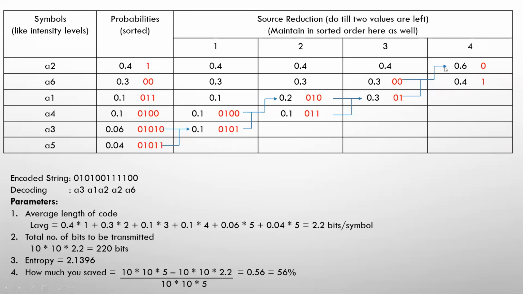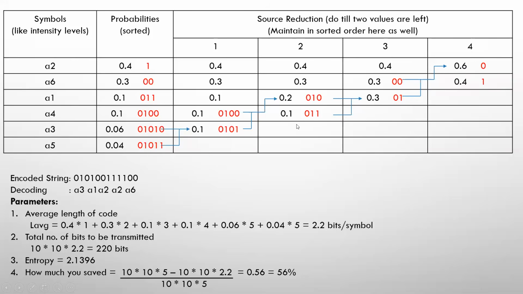Now this 0.6 will backtrack and see where it came from. This 0.6 came from the addition of 0.3 and 0.3. So I'll write this 0 over here, I'll copy this 0, and then I'll append 0 to the first value and 1 to the other value. So I took 0, wrote it over here, and then appended 0 over here and 1 over here.